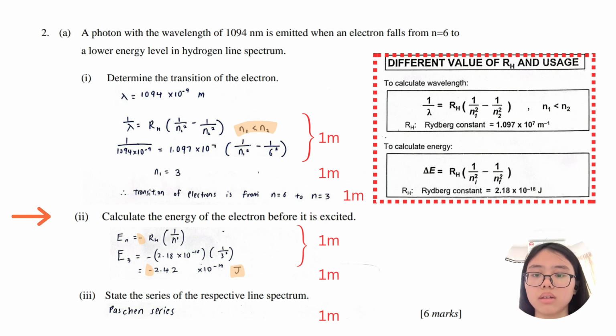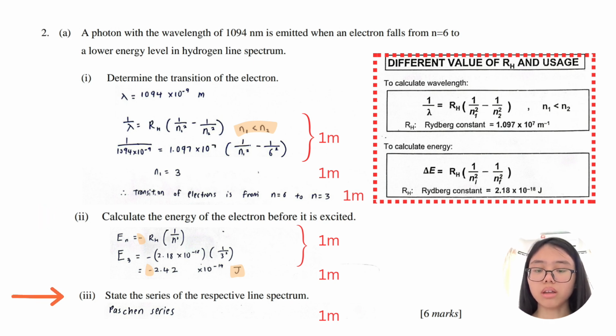For question II, calculate the energy of the electron before it is excited. We will use the formula En equals to negative Rydberg constant times 1 over n squared. Substitute the value of n equals to 3 and the Rydberg constant into the formula, and you will get the value negative 2.42 times 10 to the power of negative 19 joules. Please note that you must write the negative sign and also the unit joules.